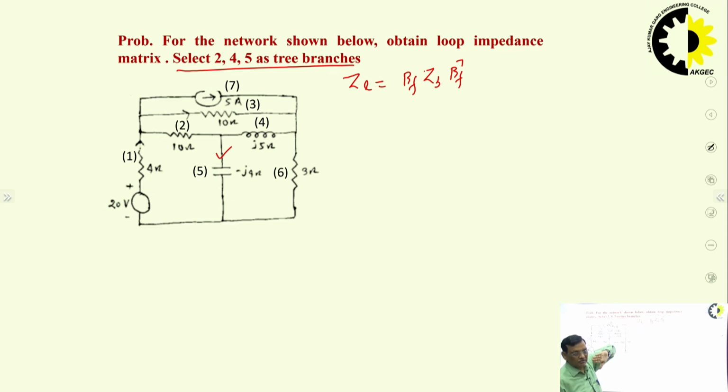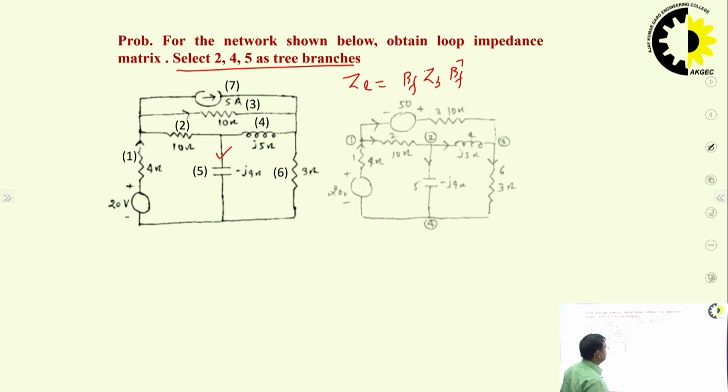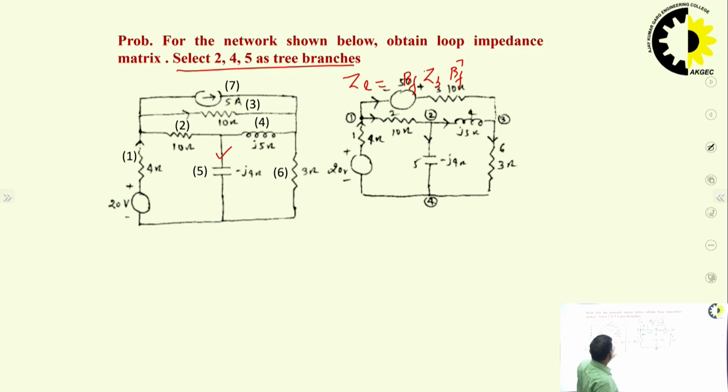So, to carry out the loop analysis, convert the current source into its equivalent voltage source. There is one current source, so convert this current source into a voltage source. So, this is the circuit. I have converted this 5 ampere current source into a voltage source. Now, this is the circuit. Here we carry out the loop analysis using graph theory. So, this is an oriented network.